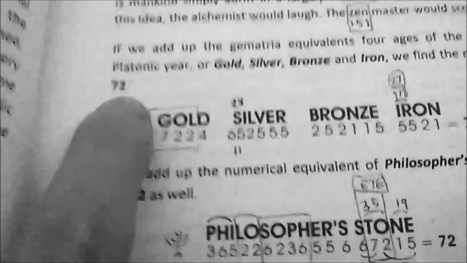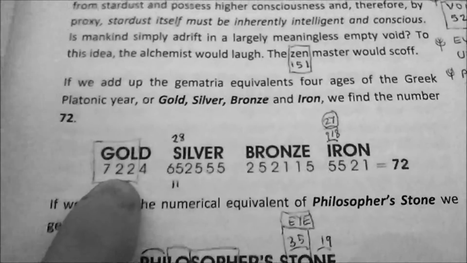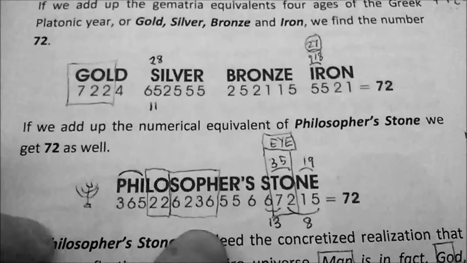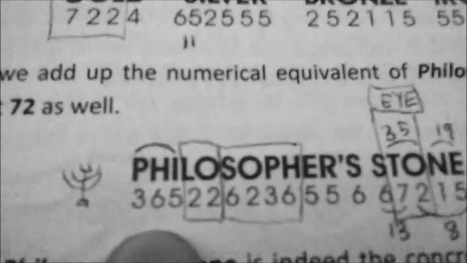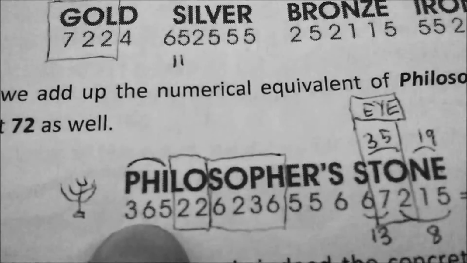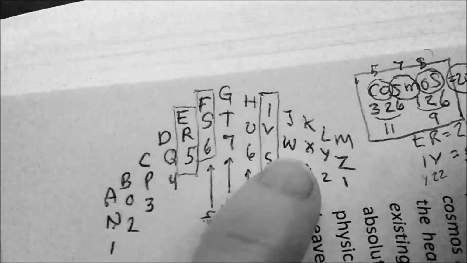I've talked a lot about the number 72, and this author finds that in the Menorah gematria, gold, silver, bronze, and iron all add up to 72. And also Philosopher's Stone adds up to 72. So, also I wanted to show you that Phi in the Menorah gematria is the days of the year. So, that's another thing. I don't know if that's actually helpful, but P, H, and I is 365. I think they put a lot of work into this.